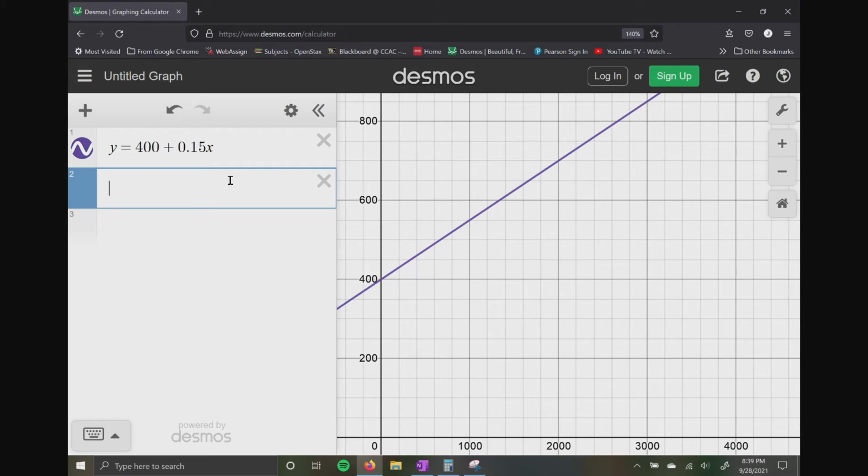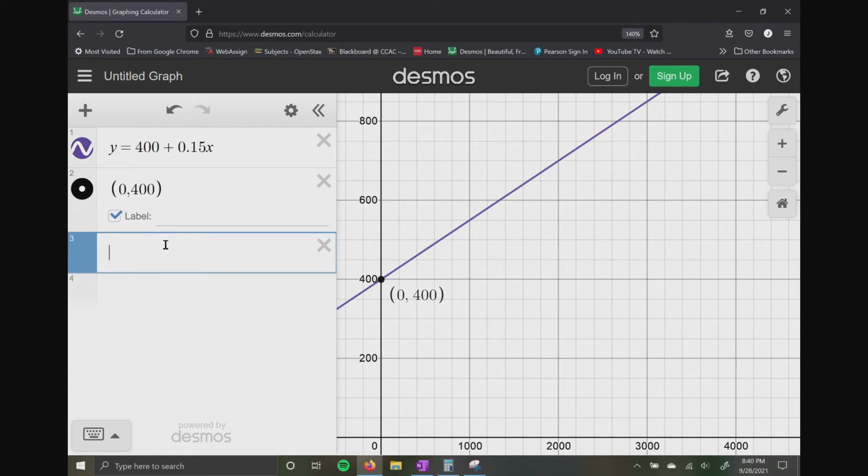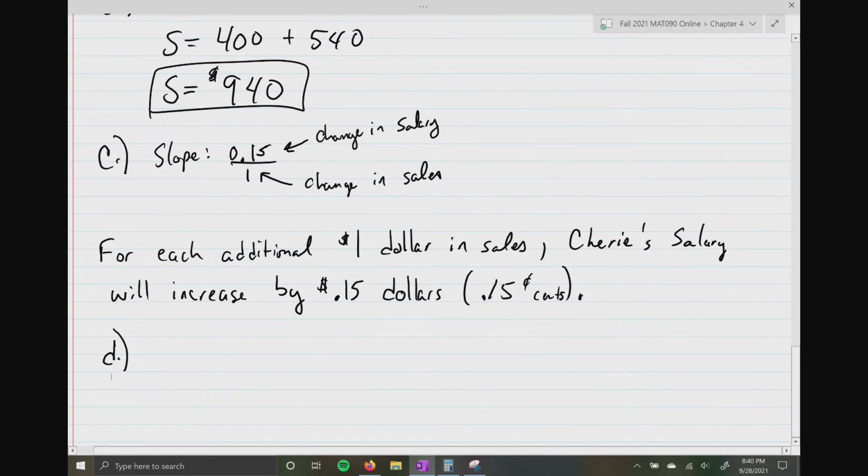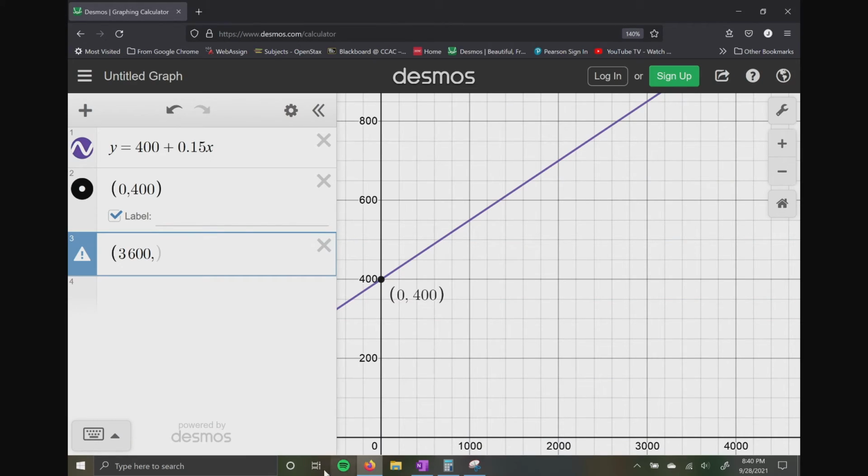And if we wanted to, we can go ahead and type in our point. So our first point was 0, 400. And we'll go ahead and label it. The second point was 3,600, comma, oh, and I already forgot it. What was it? 3,600, 940, okay? Now, if our math is correct, when I type in 940 for this second part of the point, it should be on that line.